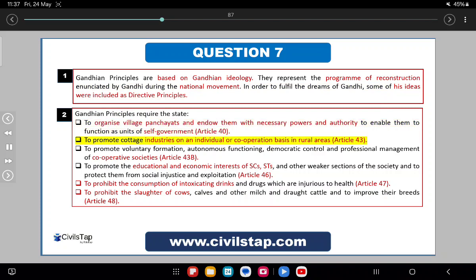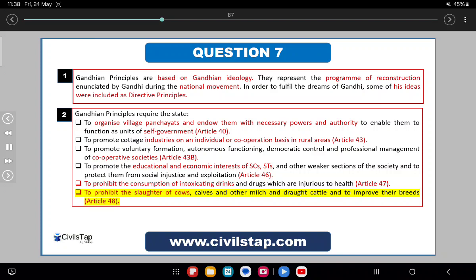Article 40. To promote cottage industries on an individual or cooperation basis in rural areas. Article 43. To promote voluntary formation, autonomous functioning, democratic control and professional management of cooperative societies. Article 43B. To promote the educational and economic interests of SCs, STs, and other weaker sections of the society and to protect them from social injustice and exploitation. Article 46. To prohibit the consumption of intoxicating drinks and drugs which are injurious to health. Article 47. To prohibit the slaughter of cows, calves and other milch and draft cattle and to improve their breeds.